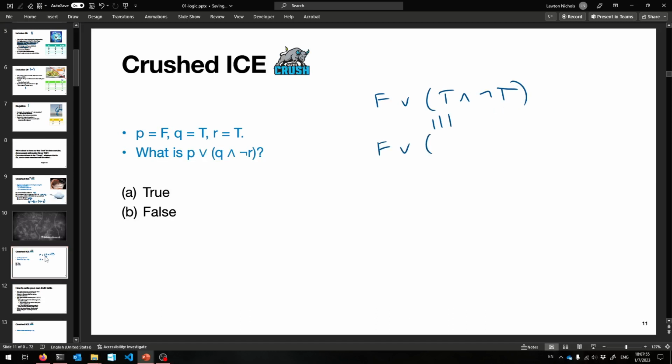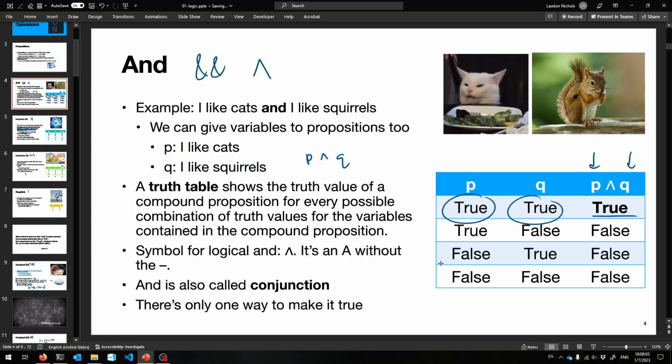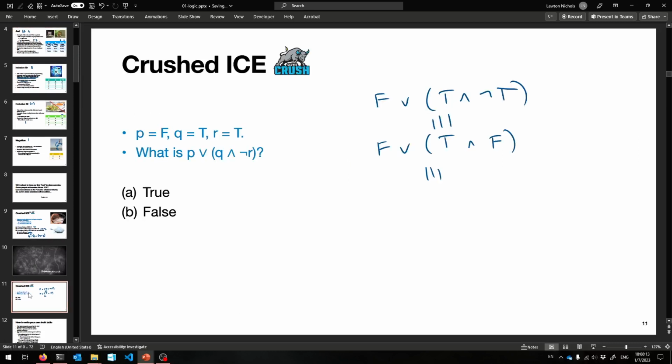False ORed with true and false. All right, let's do this one. True ANDed with false is, well, true ANDed with false, so the answer is false, right? The only way to make true when you're ANDing stuff is if they're both true. So this now becomes, this whole thing's false.